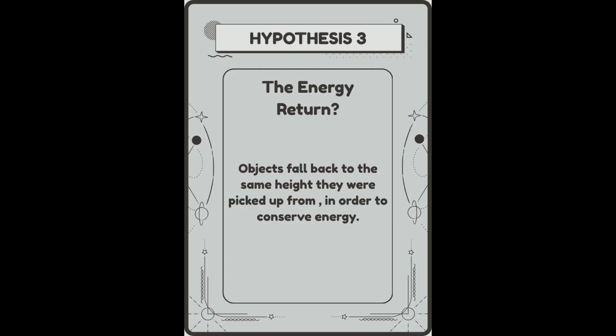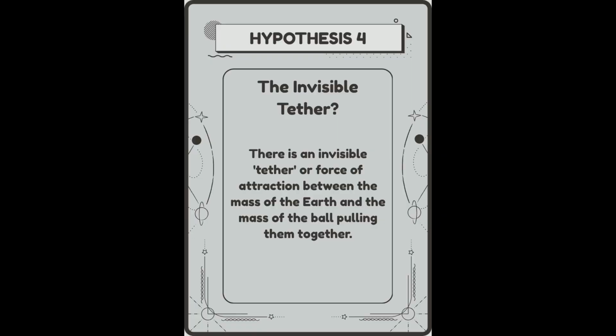Hypothesis 3. Objects fall back to the same height they were picked up from in order to conserve energy. This one sounds almost logical. Energy is conserved, we know that. Maybe it's the universe correcting the imbalance. Hypothesis 4. There's an invisible tether, a force of attraction between the mass of the Earth and the mass of the ball, pulling them together. This fourth hypothesis encompasses all the other hypotheses in the sense that there is no variable involved that is affecting why things fall down. We're just saying everything that has mass falls down.